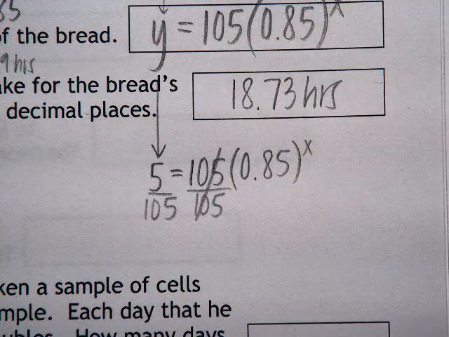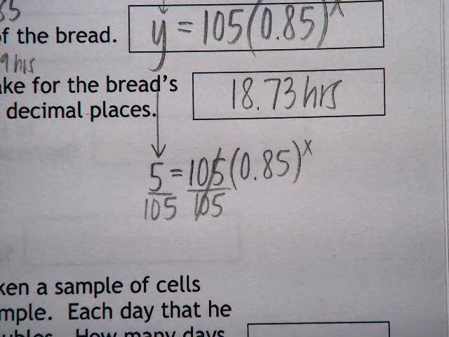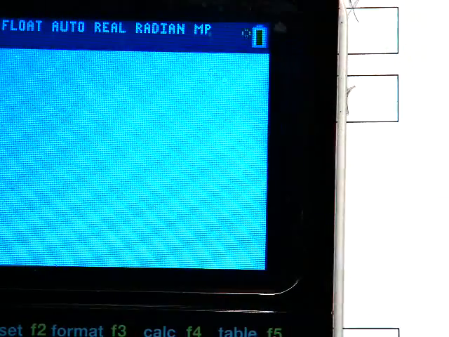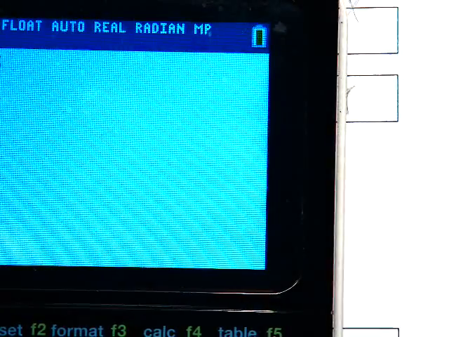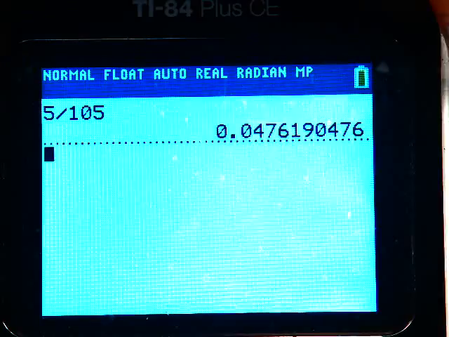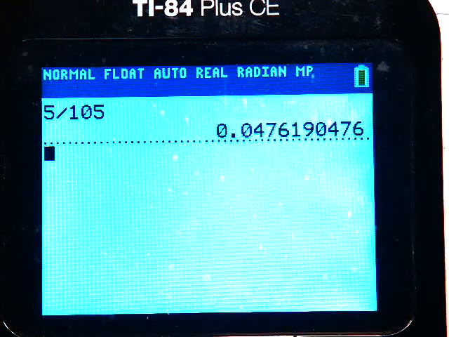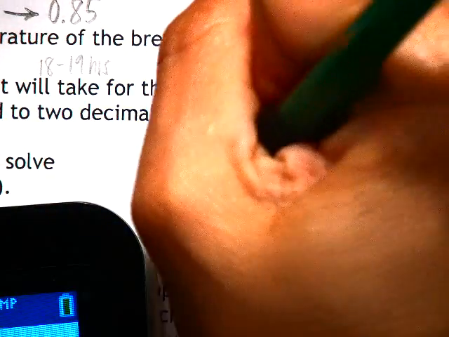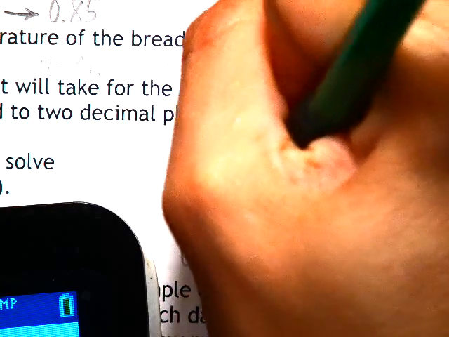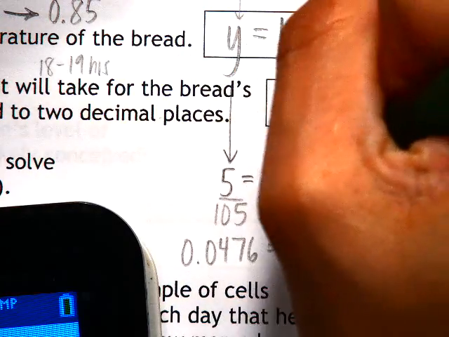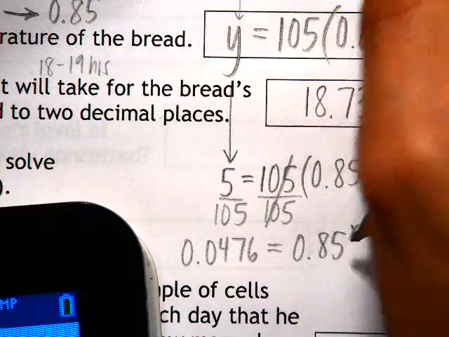That'll cancel that out. Now 5 divided by 105 is not going to be a nice number, but that's okay. 5 divided by 105 is 0.0476. Not nice, but 0.0476 equals 0.85 to the power of x.